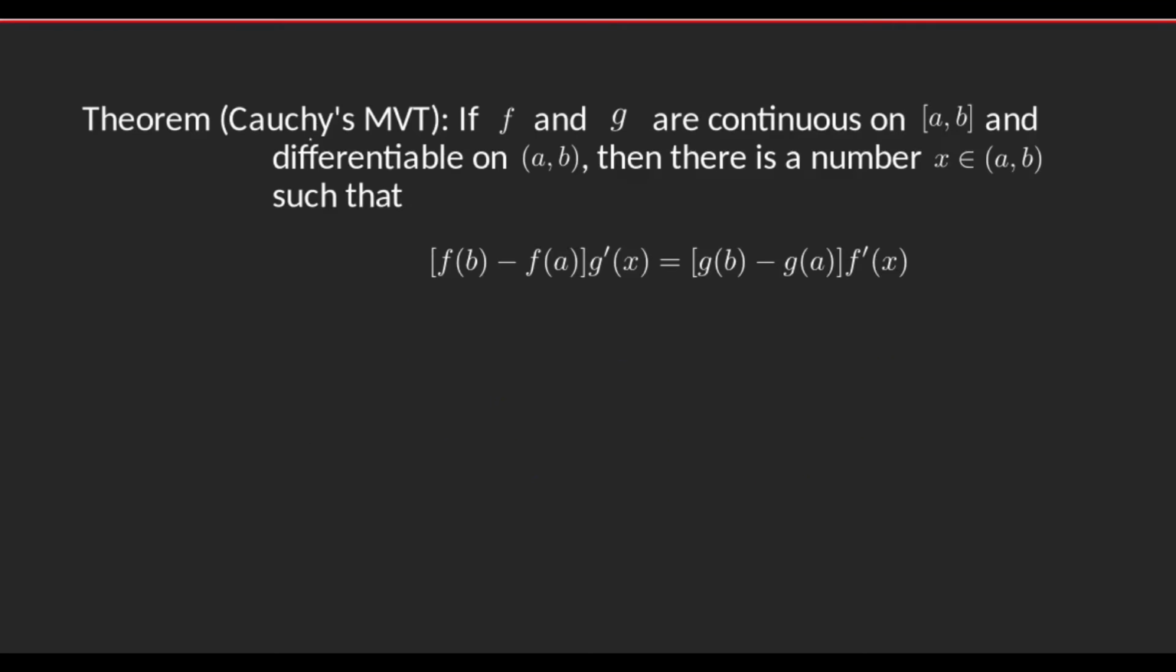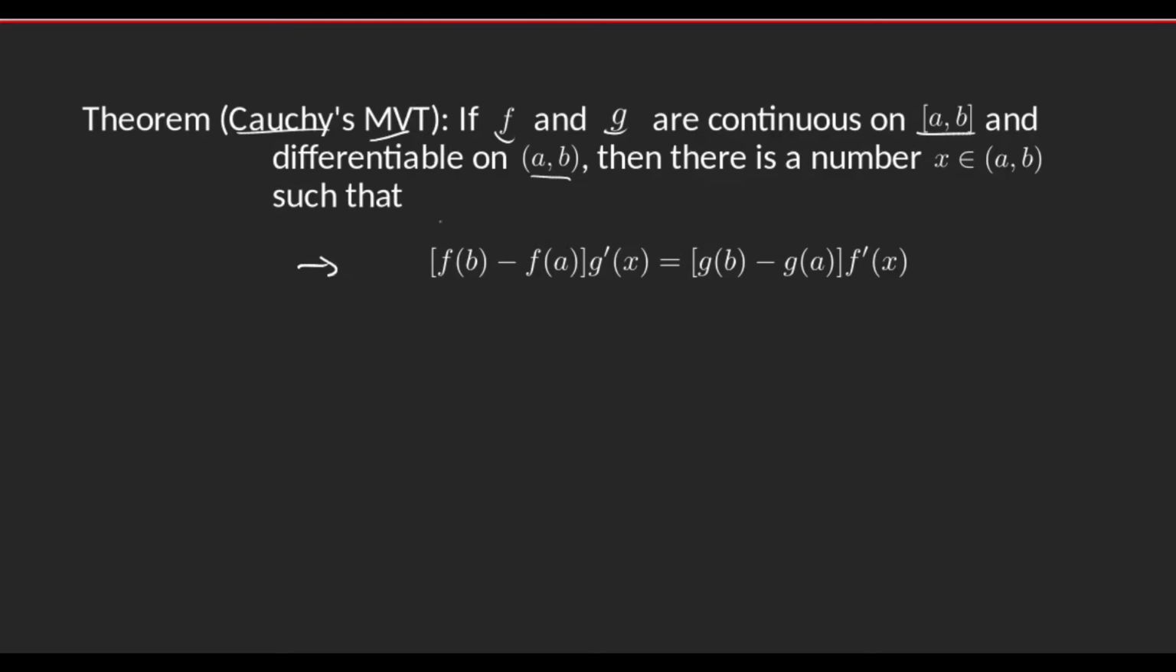And now we're gonna have a look at this other mean value theorem. It's called Cauchy's mean value theorem. It's a generalization of the previous one. Let's see why it is. We have two functions, f and g, continuous on the closed interval and differentiable on the open interval. Then there exists a number x such that this happens.